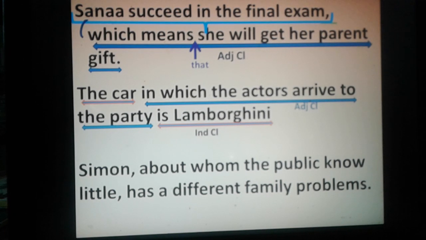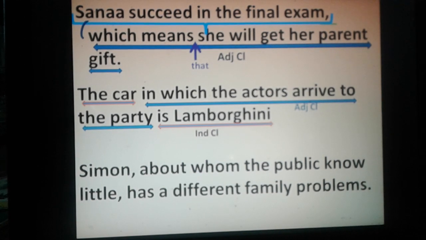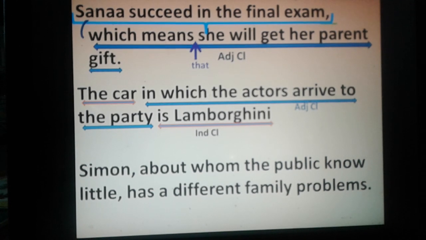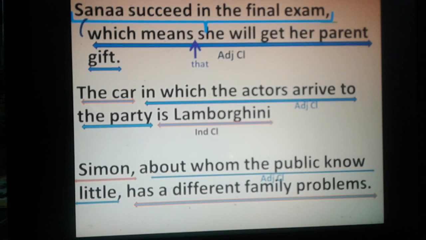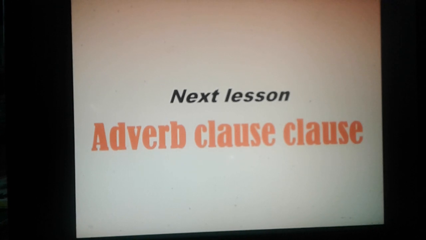Simone, about whom the public know little, has different family problems. As I said, we have also a preposition before the conjunction whom. Simone is a proper noun. If we say just "Simone has different family problems," it's a clear and complete sentence. An adjective clause comes here to give us extra information. It's the second type, which modifies the sentence. "Simone has different family problems" is an independent clause.